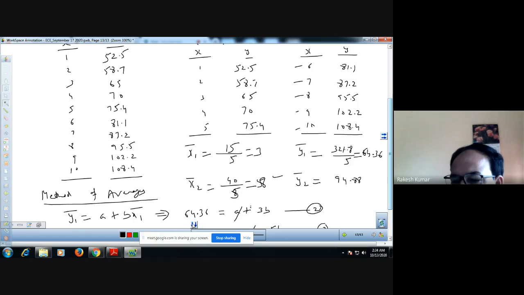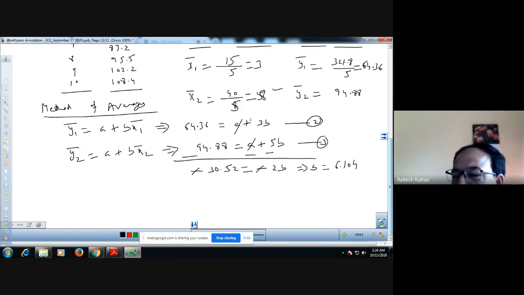We shall divide with the number of x values. So what does it come out to be? This will be 8, this will be 5, so minus will be cancelled. So this will be your value of b. By putting the value of b in any of the equations, you will be able to get a, and a comes out to be 46.048.